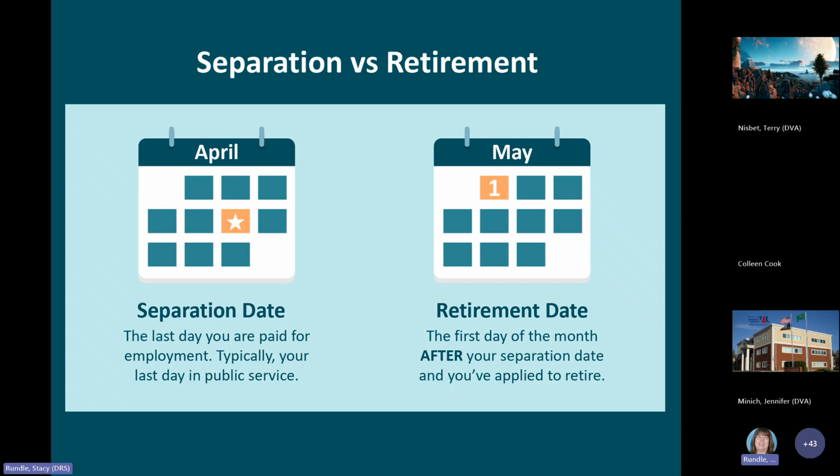Now, if you separate from service early and delay your retirement, then you'll be retiring from inactive service. And if that happens, that means your effective retirement date will be the first of the month following eligibility. For example, if you separate in April, but maybe you turn 65 in December, your retirement date will be January 1st.